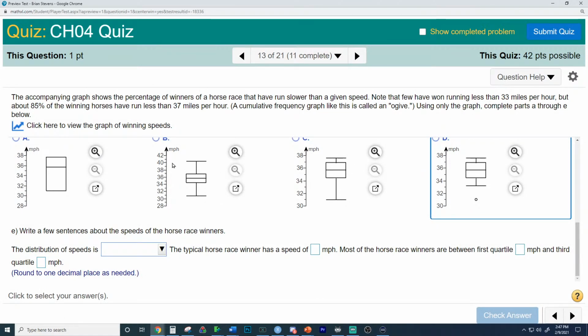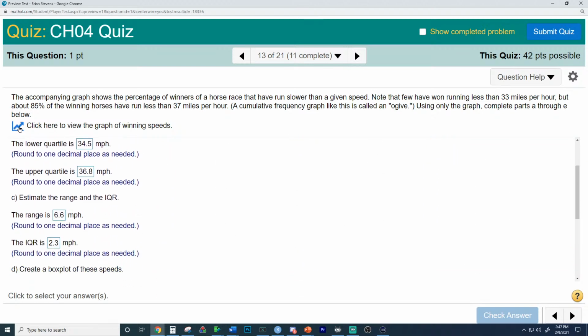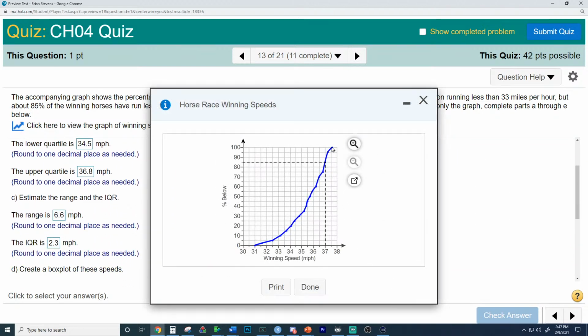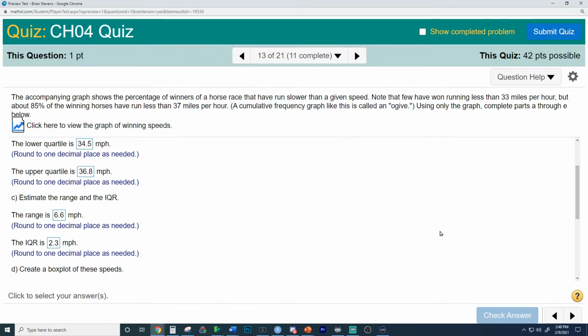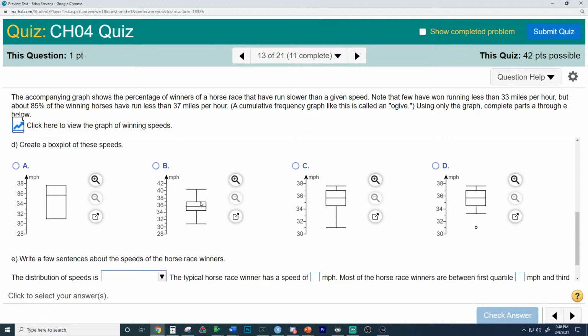I'm trying to see the big differences. Oh, this one goes up to 40 something. Does our data go up to 40? Our data does not. Our data stops at 37.6. So this one here has to be wrong. Our data does not look like that. This right here goes up to 40. Our data doesn't go up.